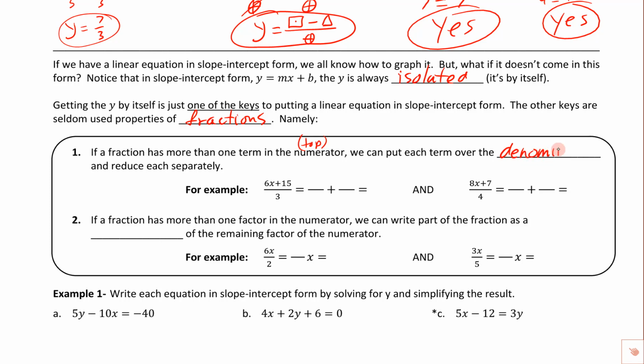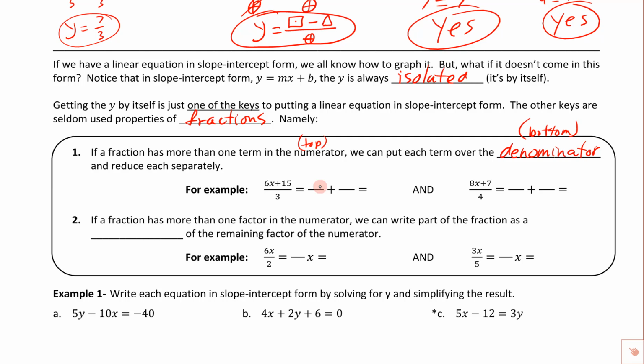So go ahead and write denominator here. And when we say denominator, we're talking about the bottom. So I'll go ahead and put that up here. We'll just remind everybody we're talking about the bottom. So if a fraction has more than one term in the numerator, in other words in the top, we can put each term over the denominator, the bottom, separately, and then reduce.